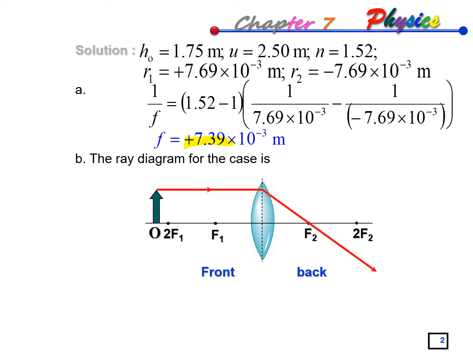So for the ray diagram, one straight line parallel with the principal axis is refracted toward F, and another one through the optical center will be a straight line. They will intersect between F and 2F, where you'll have an image formed over here. The characteristic we will discuss later.